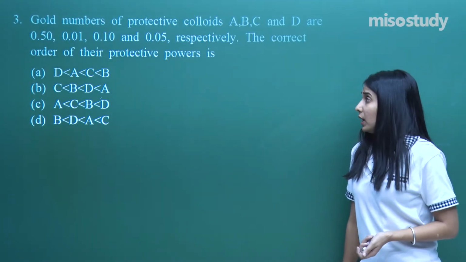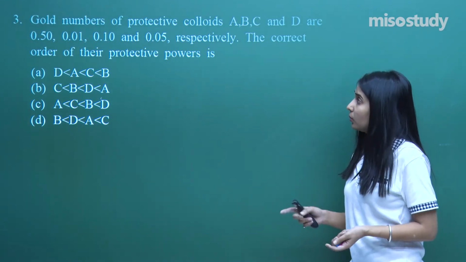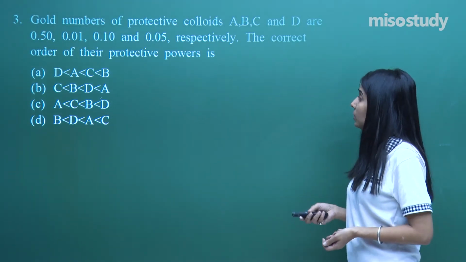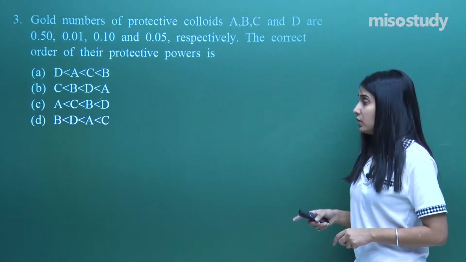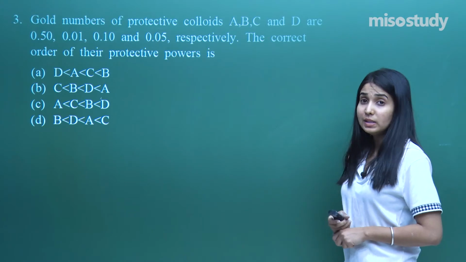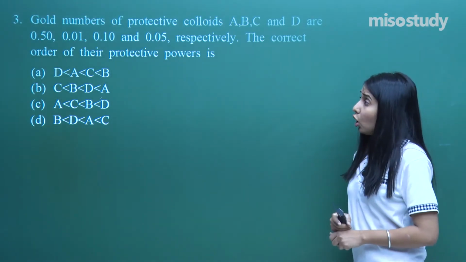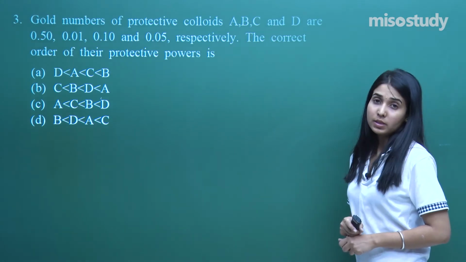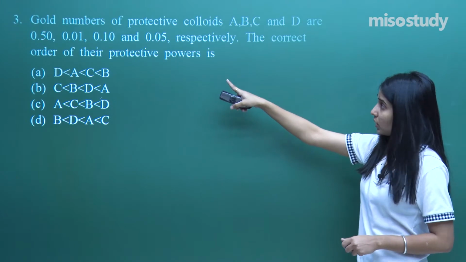Then coming up to the next question, now this is an easy one, you have done that. It says that gold numbers of the protective colloids A, B, C and D. Now they have provided you with the gold numbers. It says 0.50, 0.01, 0.10 and 0.005 respectively. The correct order of their protective powers is, right? They are saying gold numbers, they are saying protective powers.